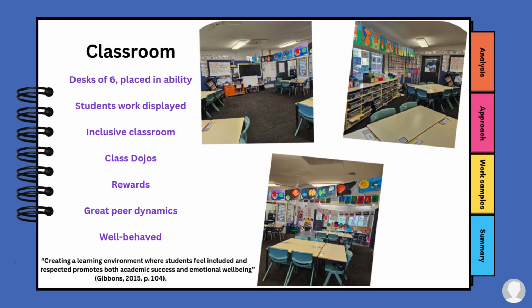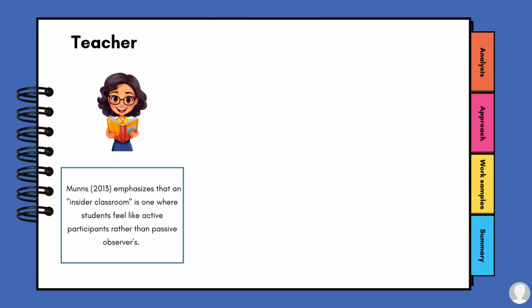Desks were arranged in groups of 6, and students were seated based on their ability levels. Class Dojos were awarded; however, while effective for maintaining discipline, they did not seem to translate into long-term intrinsic motivation for learning. The teacher's approach, while orderly and well managed, leaned more toward compliance than true engagement.